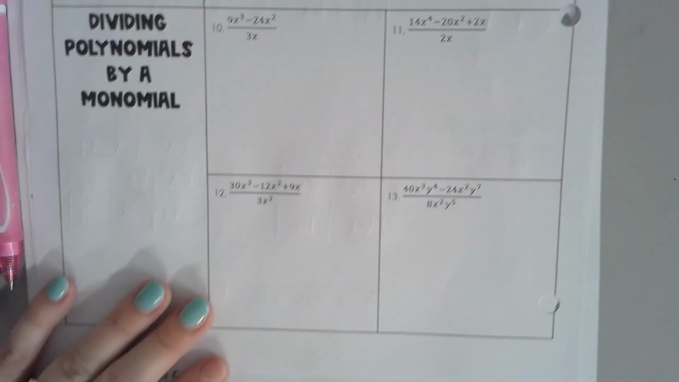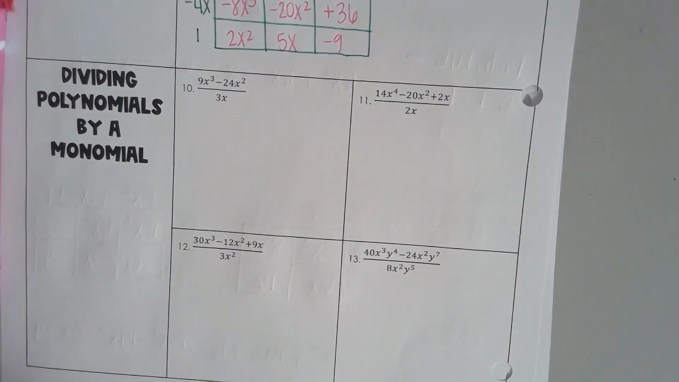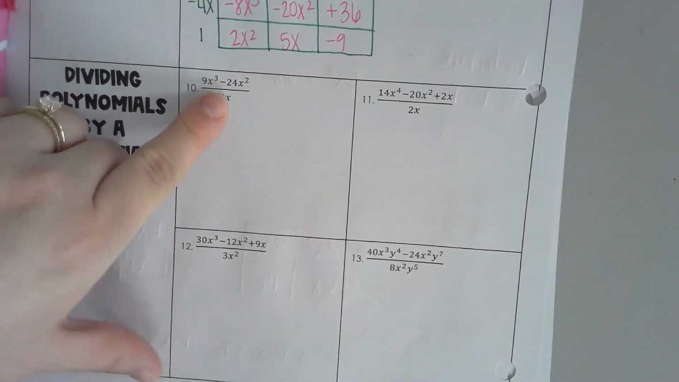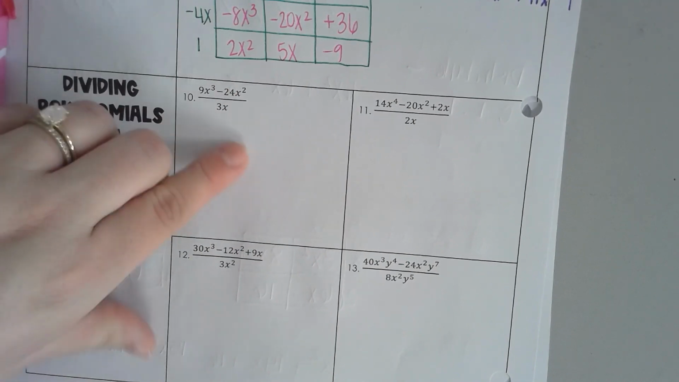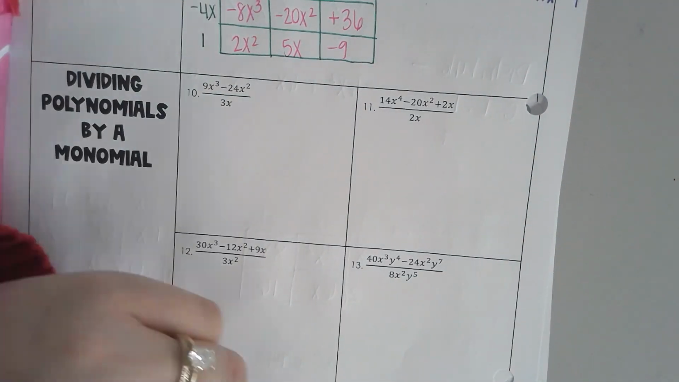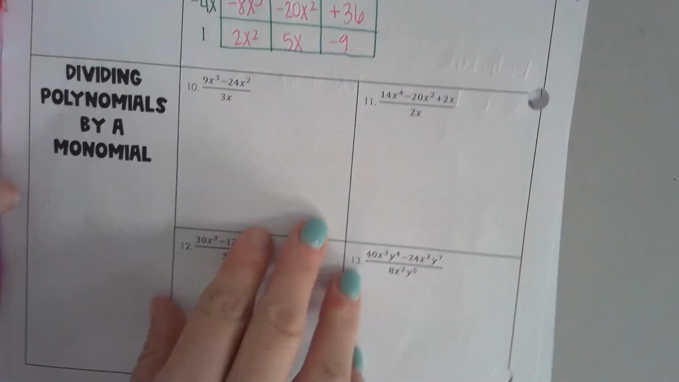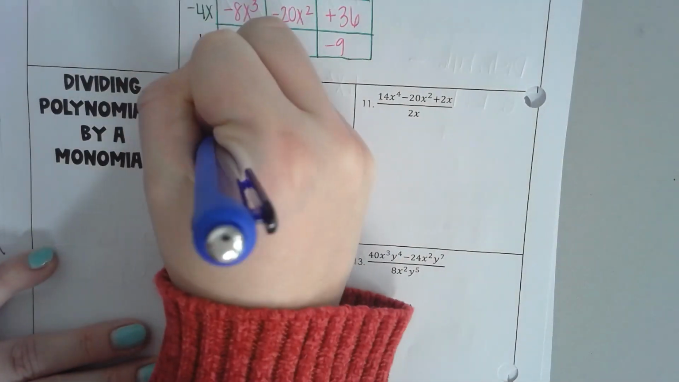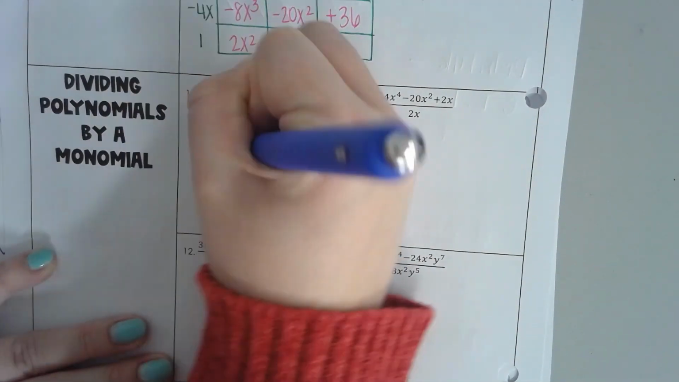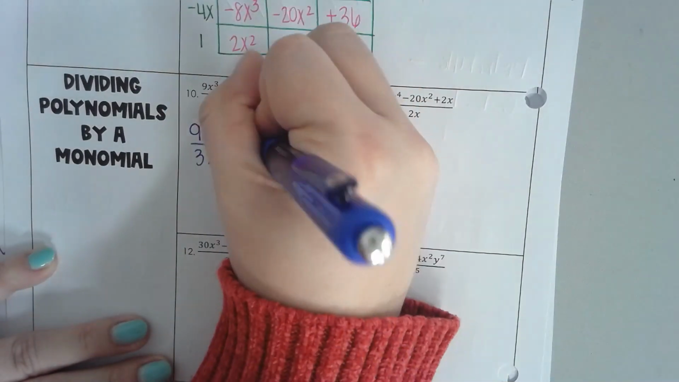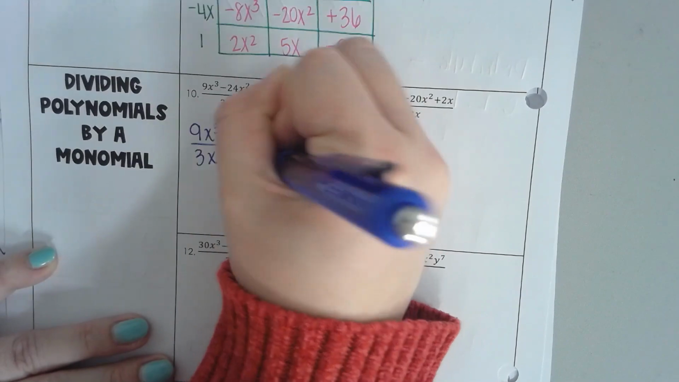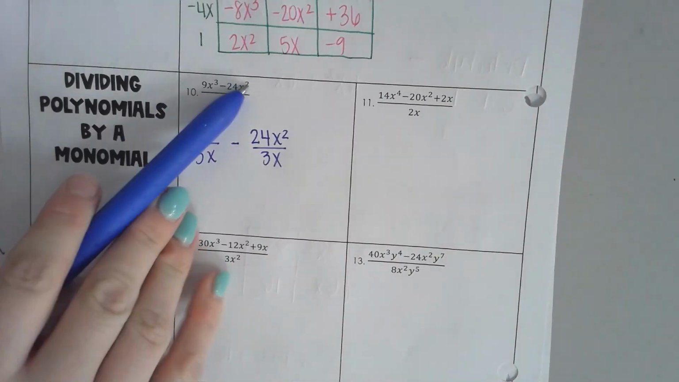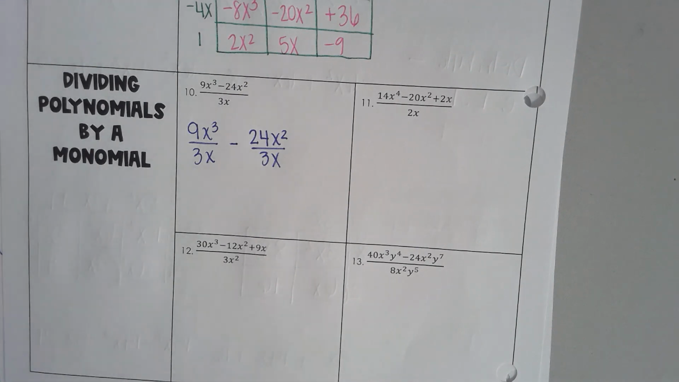Alright, the last one we're going to do today is dividing polynomials by a monomial. This is the only way that we're going to learn to divide right now, when there's only a monomial in the bottom. There's no 3x plus 5 or anything. It's just 3x. When you do these, we're going to split them up into separate fractions. So I have 9x cubed over 3x minus 24x squared over 3x. So basically every term in the numerator is going to be divided by the denominator separately.